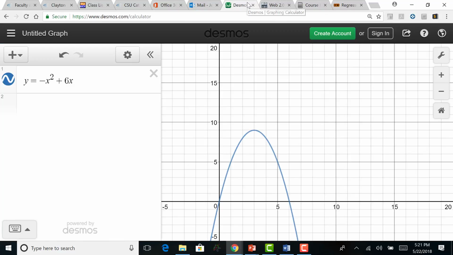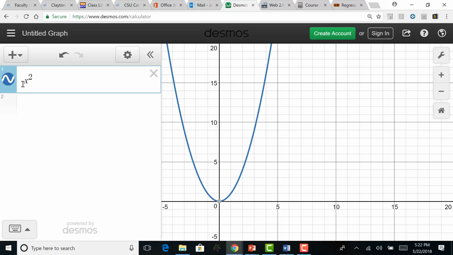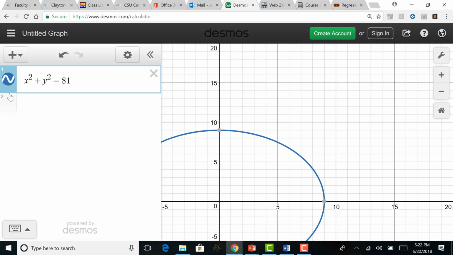Where is my decimal set? What was the equation again? X squared plus Y squared equals what? 81. All righty, let's do it. Y raised to the 2 power equals 81. Circle.